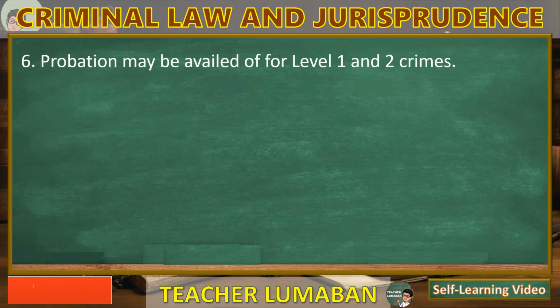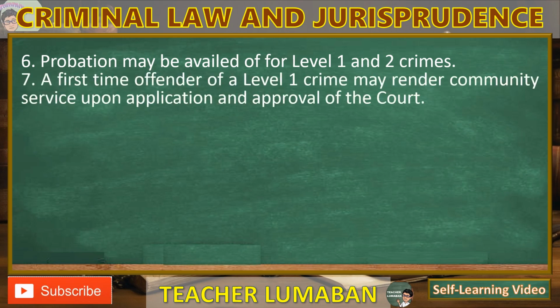6. Probation may be availed of for level 1 and 2 crimes. Maaaring gamitin ang probation para sa level 1 at 2 crimes. 7. A first-time offender of a level 1 crime may render community service upon application and approval of the court. Ang unang beses na nagkasala ng isang antas ng isang krimen ay maaaring magbigay ng serbisyo sa komunidad sa aplikasyon at pag-aproba ng korte.